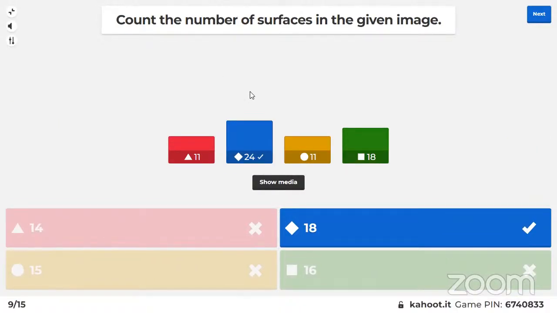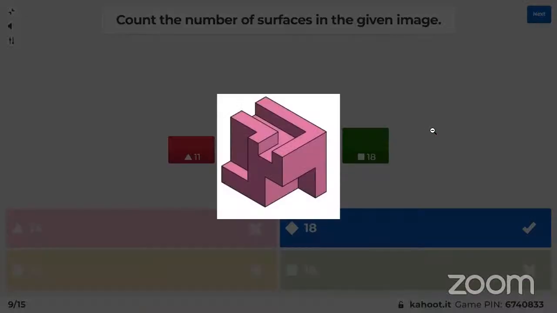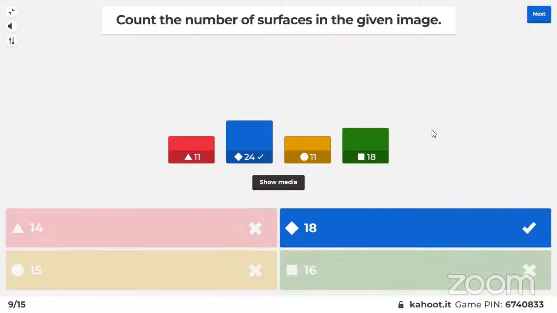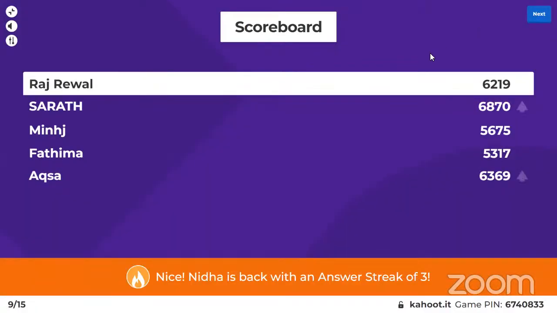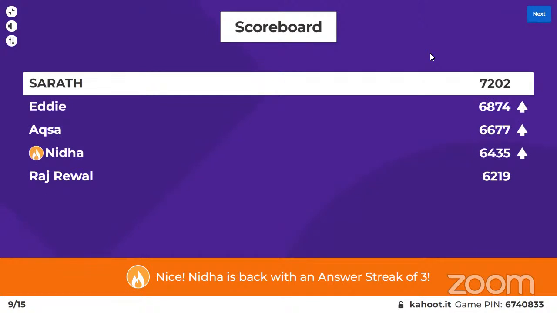Seems like that was probably a bit more tough question. 24 of you have got it correctly. Let's take a look at where exactly everyone is standing on the leaderboard. After 9 questions, Sharath has come to the top with 7,200 points, Eddie at 6,800 points, Aksa with 6,600 points. Nida is there in the top 5 with 6,400 points. Nida is back with an answer streak of 3. That's great going, Nida. Followed by Raj Deval, still hanging onto the leaderboard. That's great going. Let's take a look at question number 10 now.